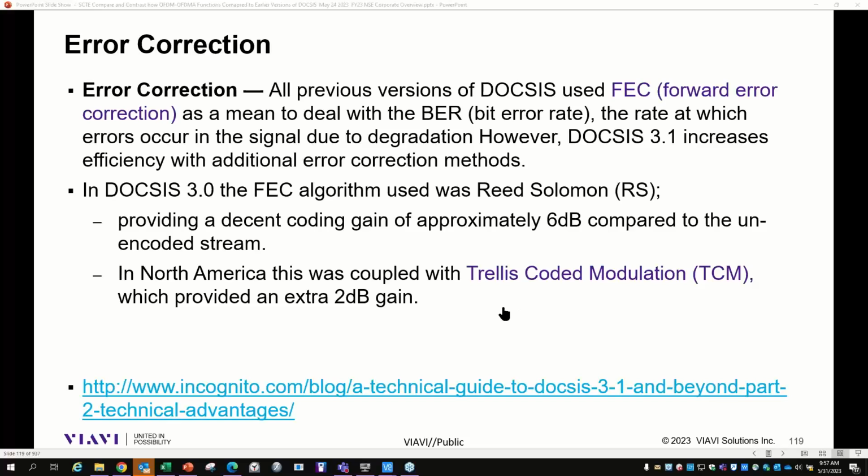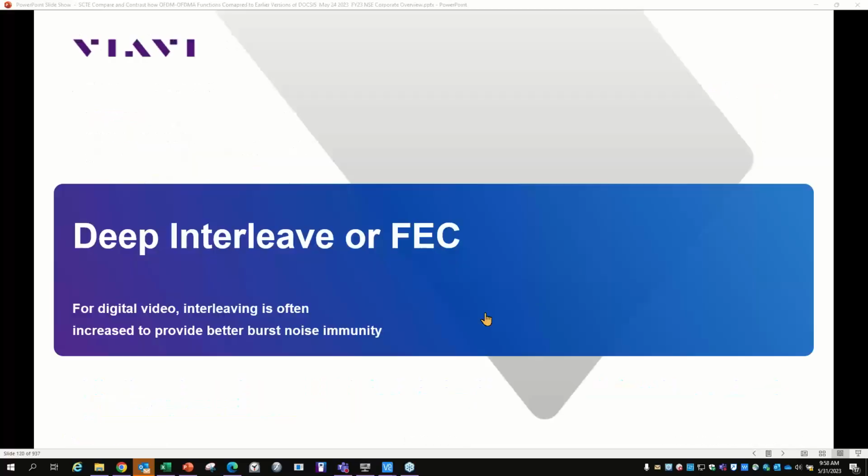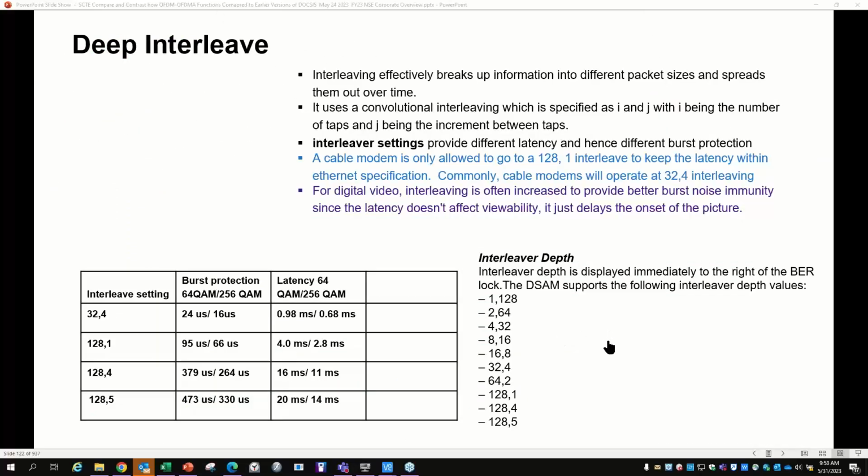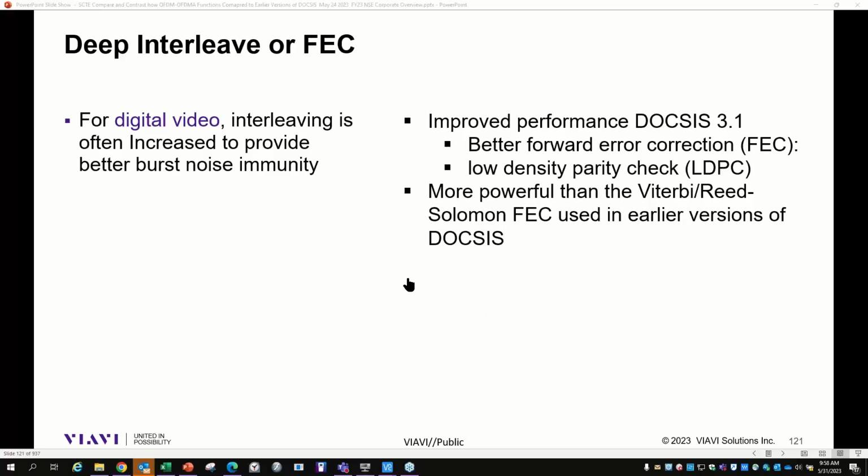Over time, it has dramatically changed, which includes the equalizer, which went from, I believe, 14 taps to 24 taps, to account for linear distortions and make sure the input of the set-top box itself wasn't impacted. So again, just another example of dealing with forward error correction. With deep interleave for digital video, interleave is often increased to provide better burst noise immunity. For DOCSIS carriers, better forward error correction, low density parity check, is also being implemented.